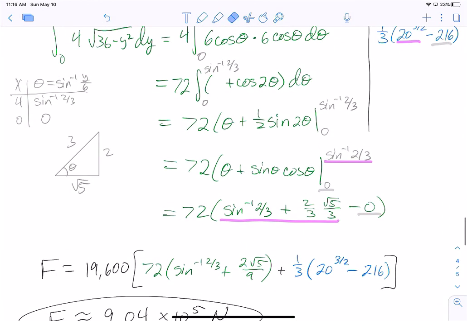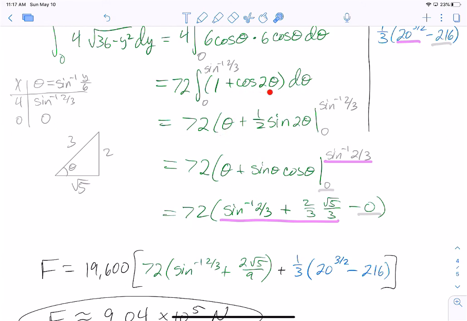Whoa, that's not supposed to be a theta there. That's supposed to be a 1. Whoops, and I want it in green. There we are. So we are now integrating 72 times the integral of 0 to the inverse sine of 2/3 of 1 plus the cosine of 2 theta d theta. That 1 integrates to theta, so you can see what was happening in my head there.